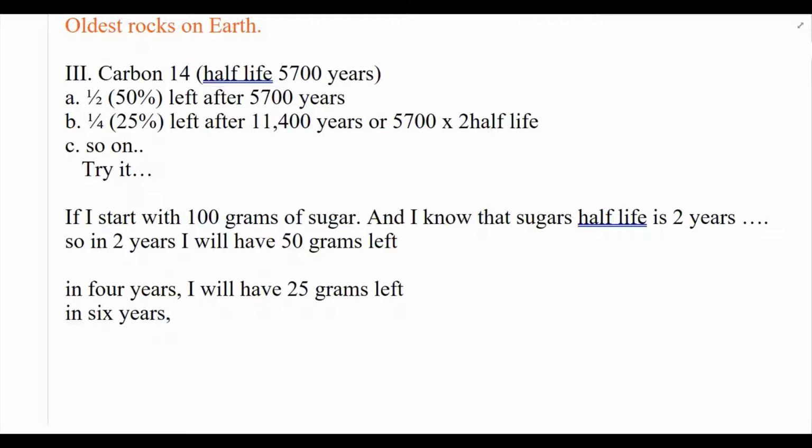So my 25 grams of sugar is going to be cut in half. Instead of having 25 grams left, I will have 12.5 grams left. So every 2 years is one half-life. Over the course of this decay, I have had 3 half-lives pass.